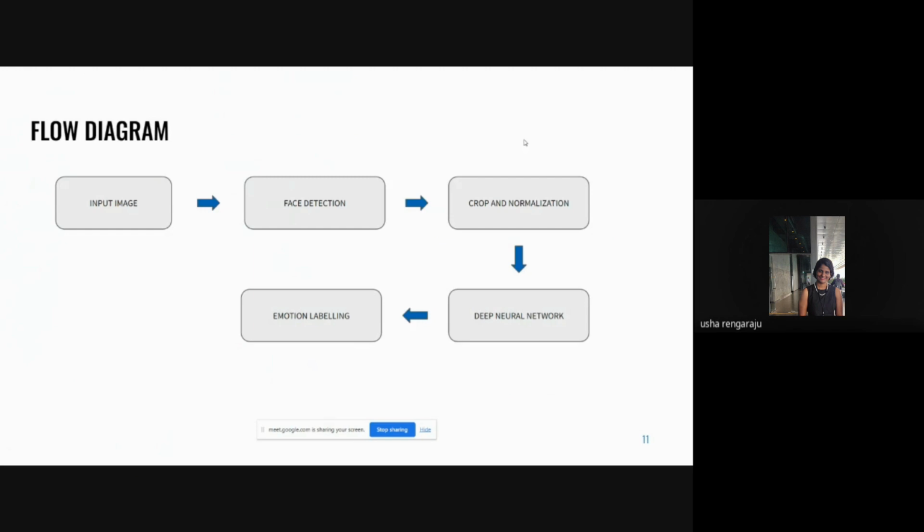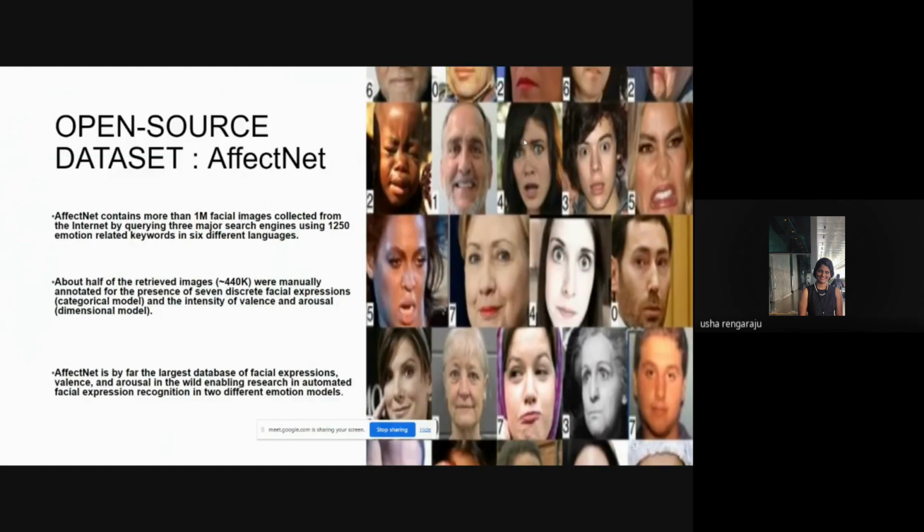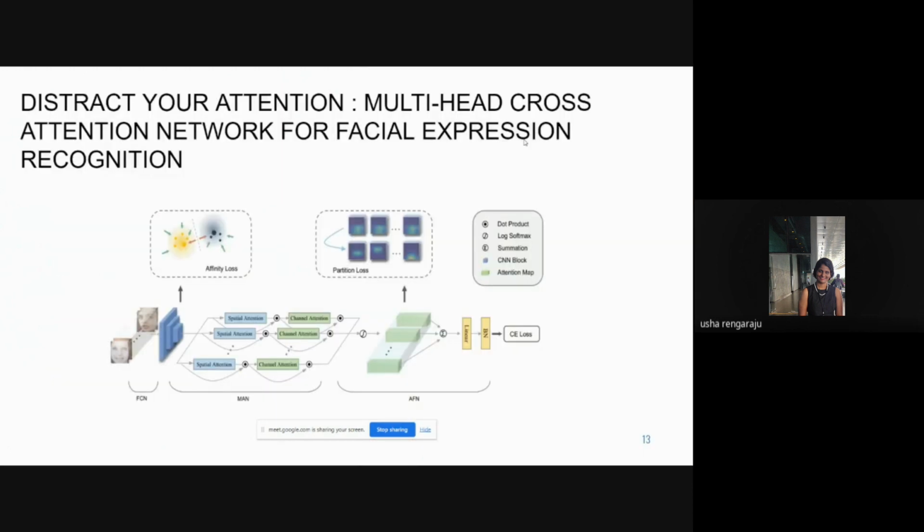And so for facial emotion recognition, this is going to be the pipeline. You have input image where you detect the face, and then you apply deep learning algorithms to do emotion labeling. So the data set which we have available for this is going to be FER, and this is going to be one of the models which has been doing really good for facial emotion expressions detection.